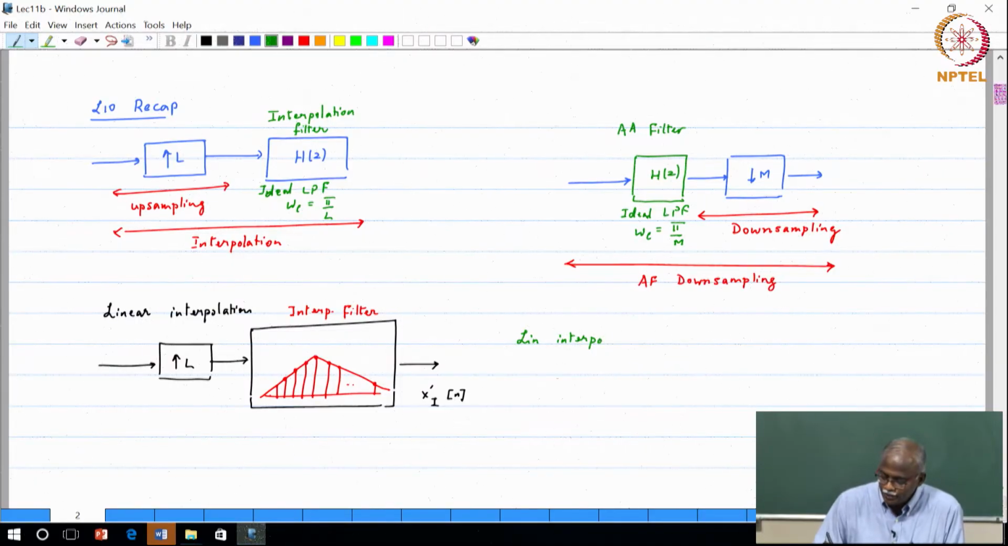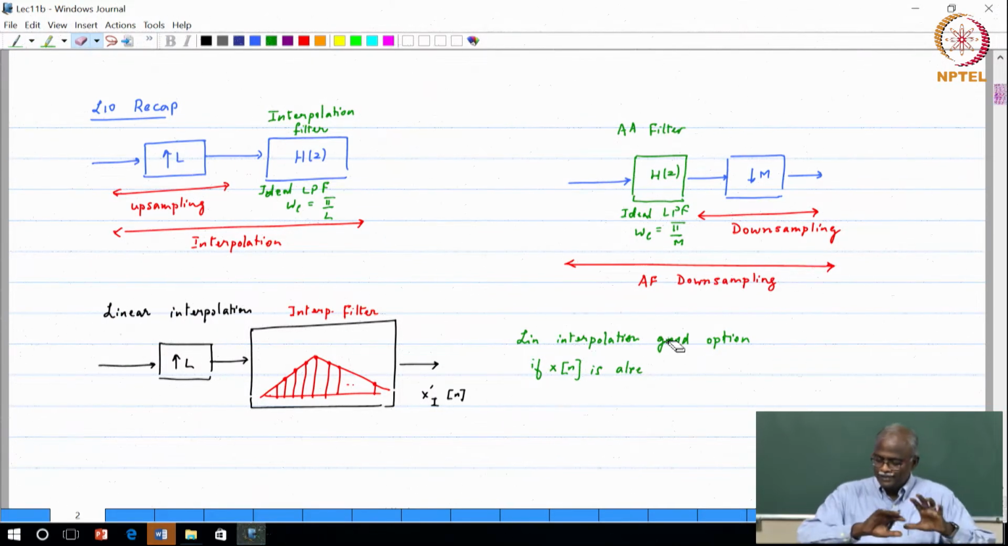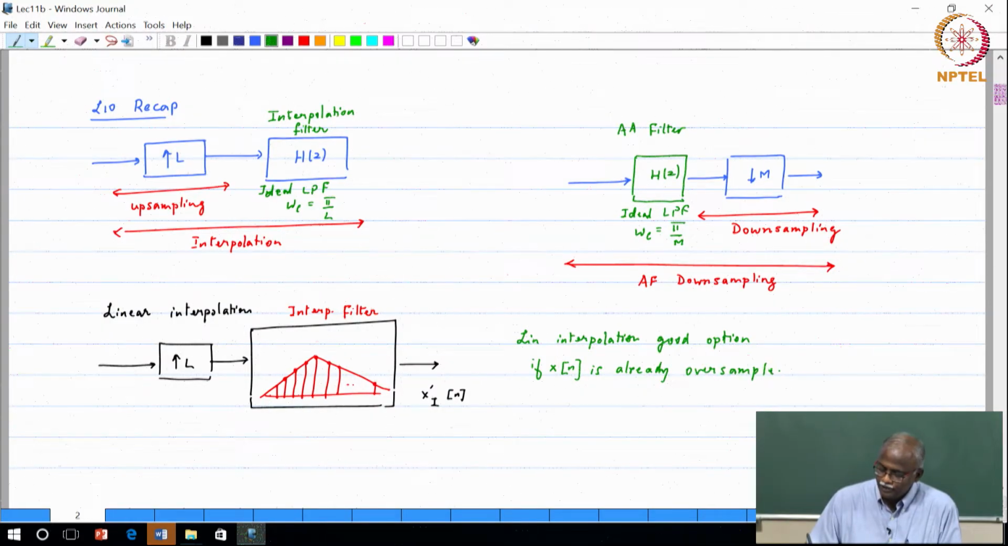So, linear interpolation is a good option only when the input signal is already oversampled. It is a good option if x of n is already oversampled with respect to Nyquist. Then you will find that you can get rid of the images, and whatever distortion occurs is minimal and does not cause a problem. That is the key element.